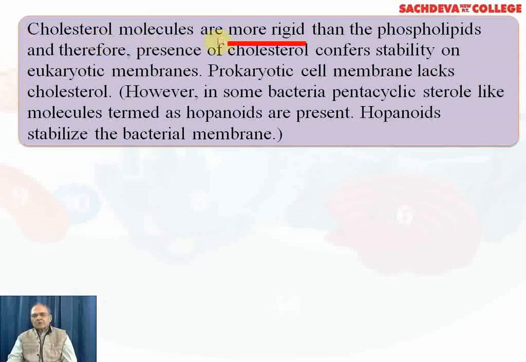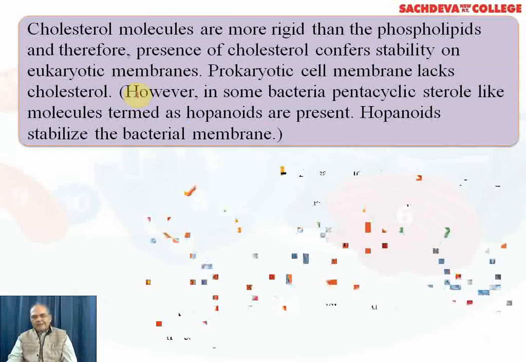Cholesterol molecules are more rigid than the phospholipids, and therefore the presence of cholesterol confers stability to the eukaryotic membrane. Of course, in the prokaryotic cell membrane, cholesterol is absent, but it has been observed that in some bacteria pentacyclic sterol-like molecules, which are referred to as hopanoids, are present. Hopanoids stabilize the bacterial membrane.